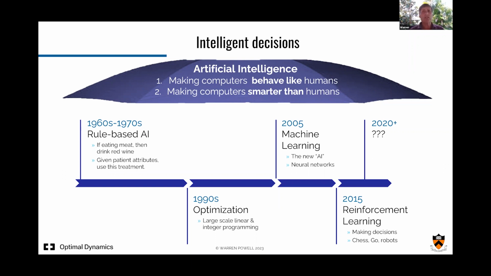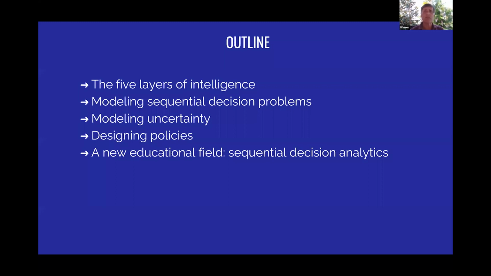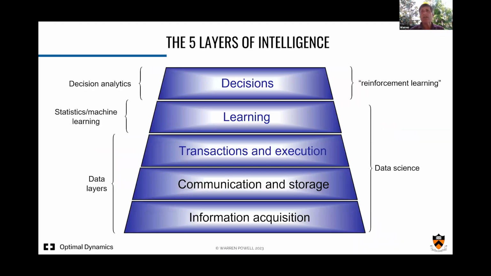So the 2020s, what's new? I'm going to say it's sequential decision analytics, which is sort of the next stage past what people classically call reinforcement learning. So I'm going to go through a series of steps. I'm going to start with what I call the 5 layers of intelligence. Now, in the 5 layers of intelligence, the one that I'm most interested in is that top layer, decisions.